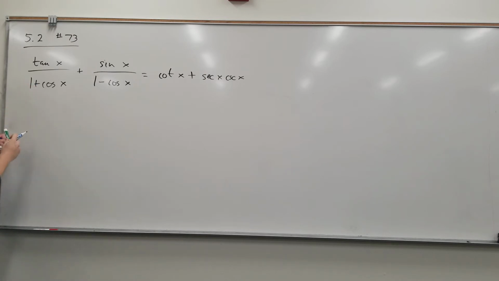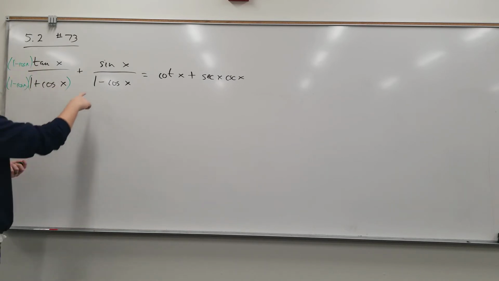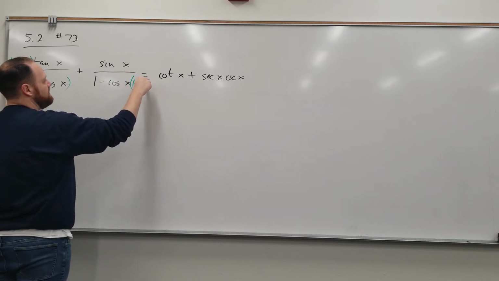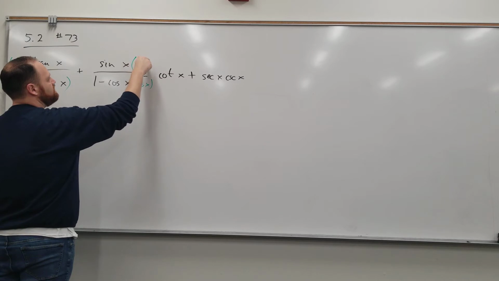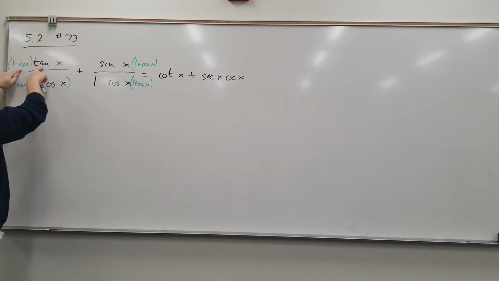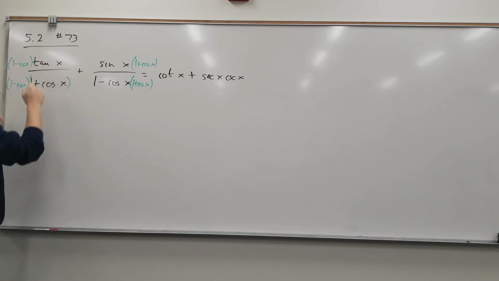So I'm going to start on the left-hand side again. Here I'm going to multiply by 1 minus cosine. And here I'm going to multiply by 1 plus cosine to get the common denominator. Okay? Let's see what that gives us. So I'm going to go ahead and distribute that.